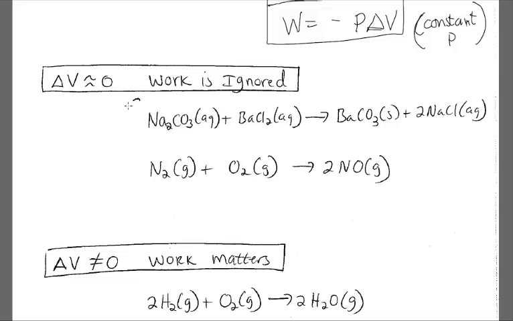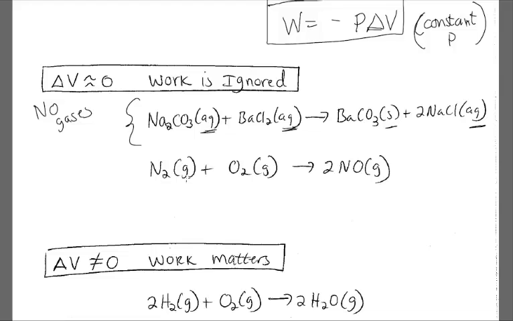Here's a reaction that has aqueous solutions making a solid and aqueous solutions, a precipitation reaction, and there's no moles of gases involved at all. So this is one in which the change in volume is going to be insignificant. The only time the change in volume is significant is when you have gases produced or consumed. So this one is not going to have a significant work term.